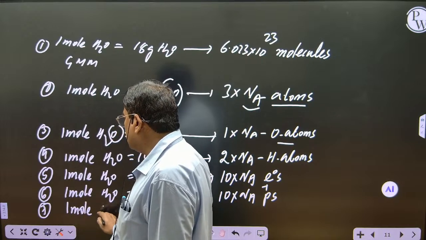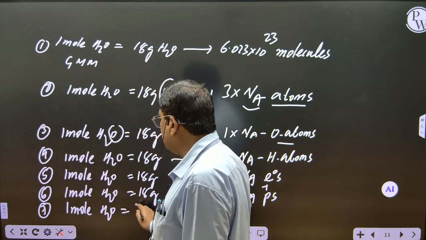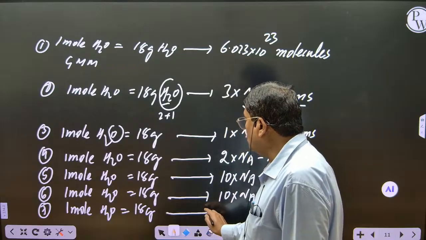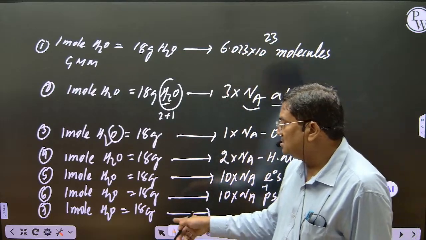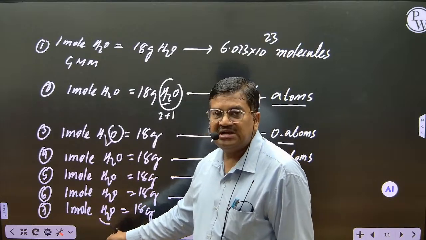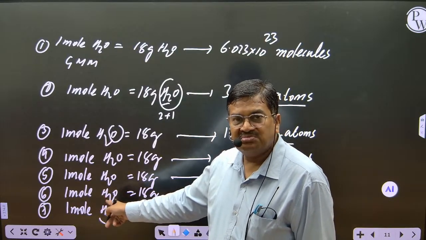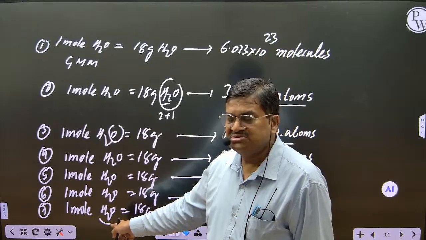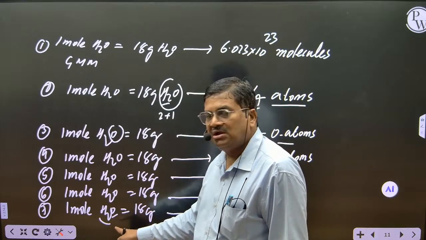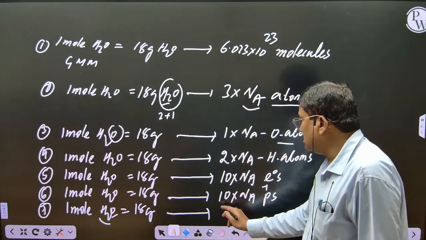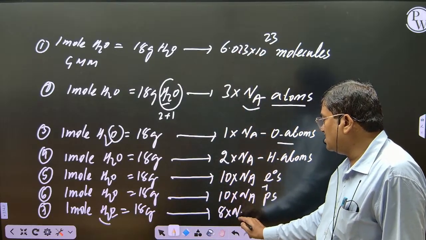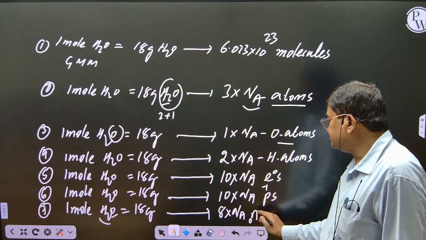Now I am taking the same 1 mole of water which is weighing how many gram? 18 gram. In this 1 mole of water, how many neutrons will be there? If neutrons are asked, we have to be careful. Hydrogen doesn't have any neutron, no? Because mass number minus atomic number comes 0. So only from oxygen I have to take 16 minus 8. So what should be the number? 8 of Avogadro number of neutrons.